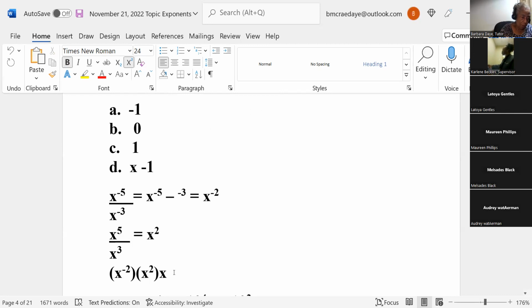Now here's the multiplication. What is that equal to? What's a plus 2 and a minus 2? That would be 1. When you add a minus 2 and a plus 2, what do you get? You subtract. So it'll be x, no, this is a minus 2.